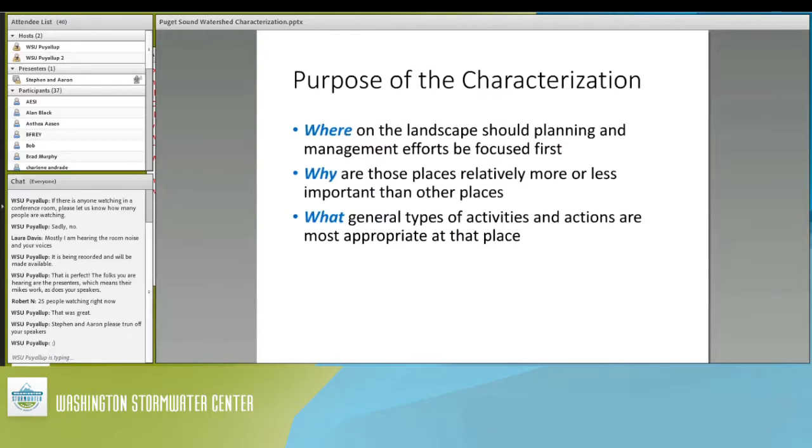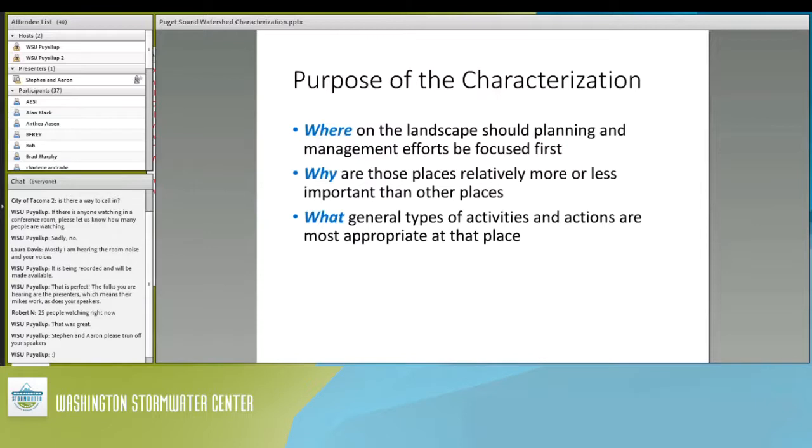So the purpose of the characterization was to provide these three things: a very general understanding of where in the landscape one should focus their actions, their activity. It is sort of a first step for planners and consultants to be able to go in and look at where you may spend very valuable time and money, looking for where you get the greatest lift biologically. And the tool is transparent enough that you can actually see why those places are relatively more or less important.